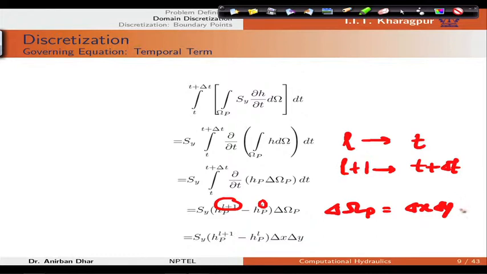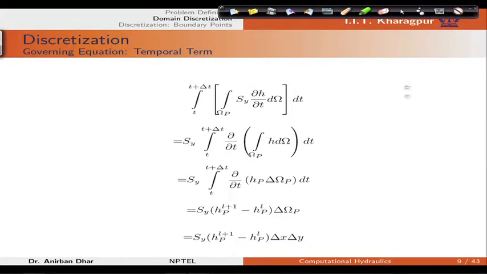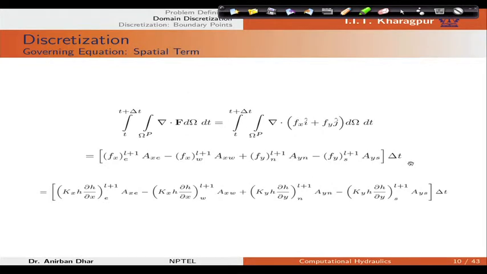Or we are considering 2D volume only in this case. So, that is why it is del x into del y. Now, let us consider the first component on the right hand side. So, this is the divergence form, again divergence form of this one.